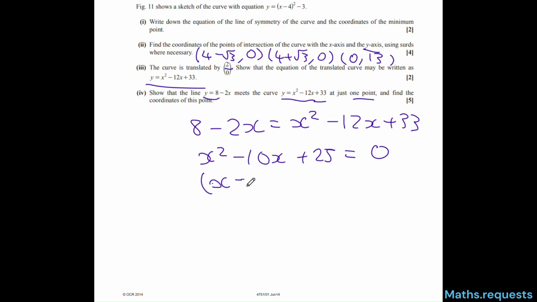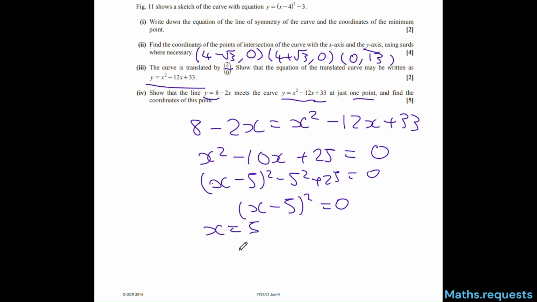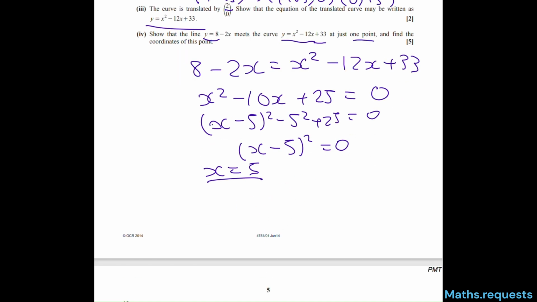And then we're going to complete the square, so we get (x minus 5) squared minus 5 squared plus 25 equals 0. So we're left with (x minus 5) squared equals 0. So therefore the only x value for where they meet is x equals 5. So that shows that it only intercepts at one point.